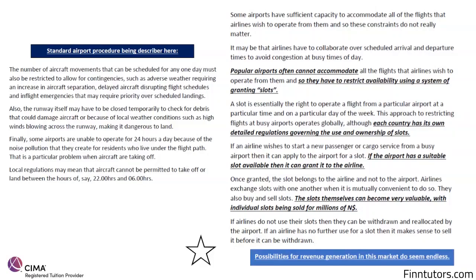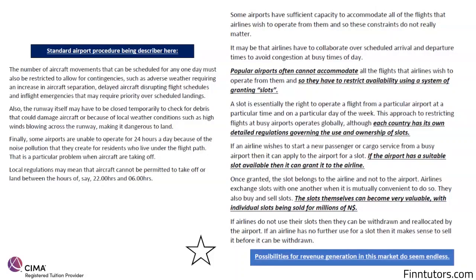Once granted, the slot belongs to the airline and not to the airport. The asset is not yours, it becomes an asset of the airline. Airlines exchange slots with one another as well sometimes. They also buy and sell slots. The slots themselves can become very valuable, with individual slots sometimes being sold for millions of dollars.